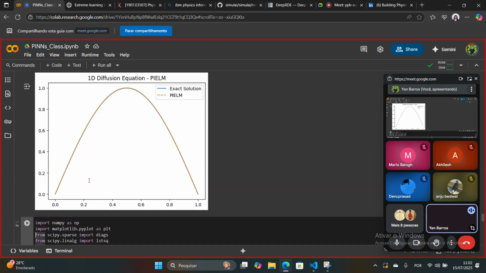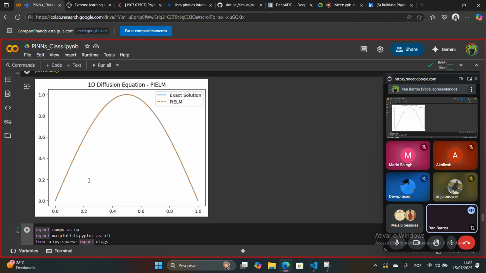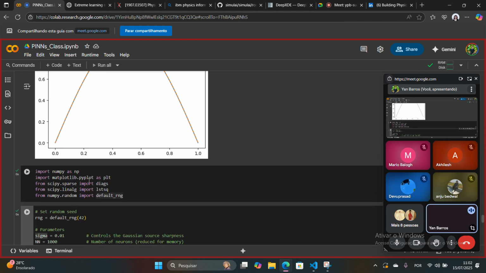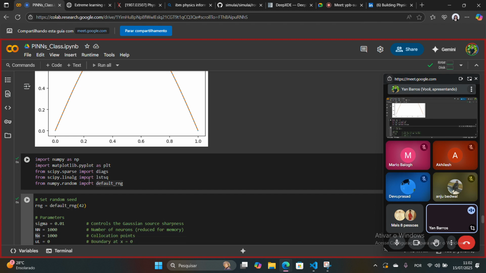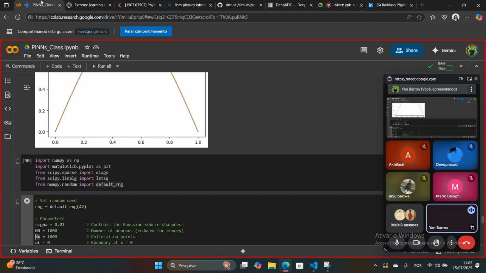I'm trying to go faster because I don't want to extend too much, but this is a really useful theory for solving physics informed neural networks problem, the physics informed extreme learning machine. And I also had another example. Someone asked me about if we have different kinds of behaviors in the same function.